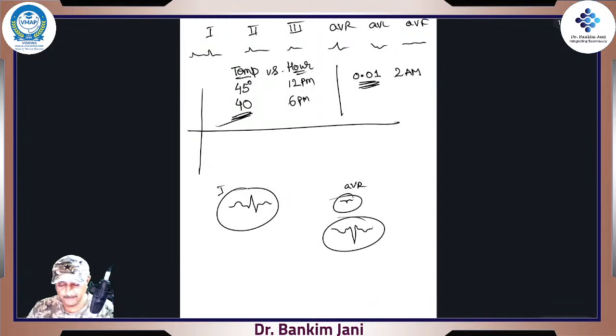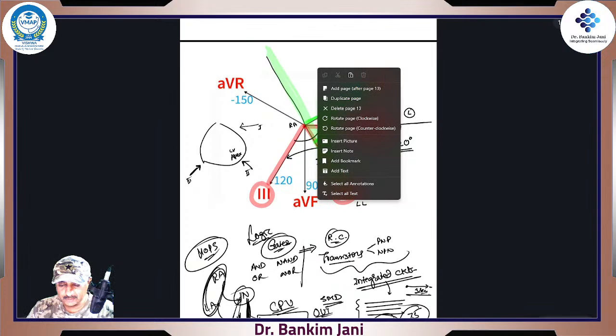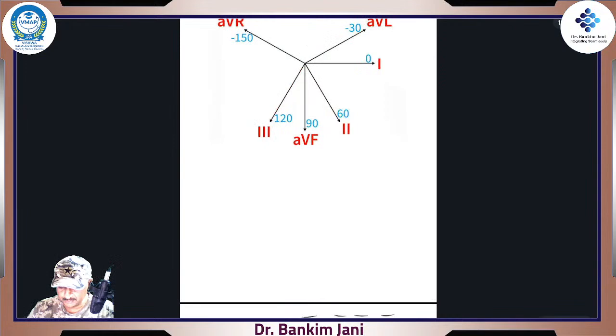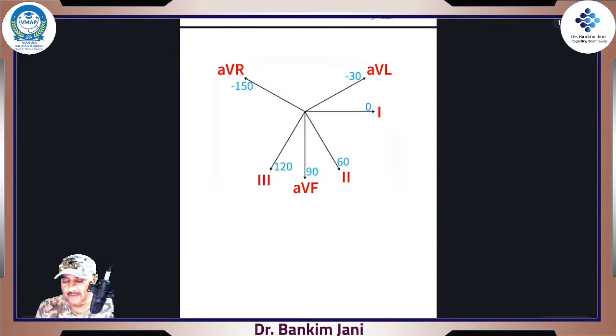So let's see it over here. Wait. Let me duplicate the page, right? And over here, select all annotations and delete. Yes, now a clean slate, right? See the thing. This is good, 0 degree. This is 2, 60 degree. This is 3, 30, right? This is what we are watching from our left arm. This is what you are watching from the left leg, right?